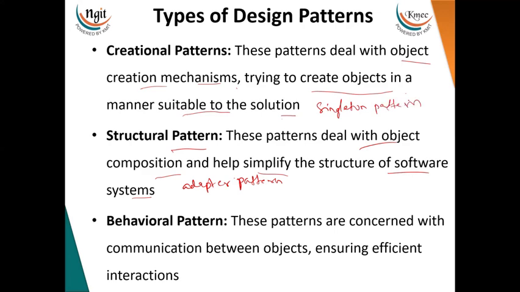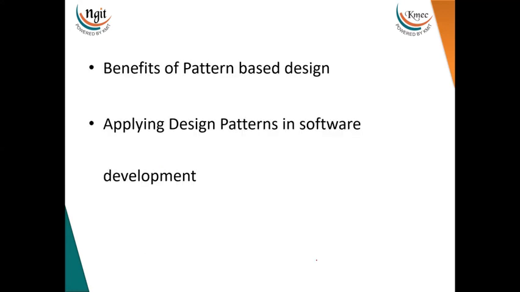Then behavioral pattern. These patterns are concerned with communication between objects, ensuring efficient interactions. The example for this is the observer pattern, as we have seen in our previous slide as well. The observer pattern defines a one-to-many dependency between objects, which allows one object's state change to notify all the dependent objects. Clear? These are the types of design patterns.